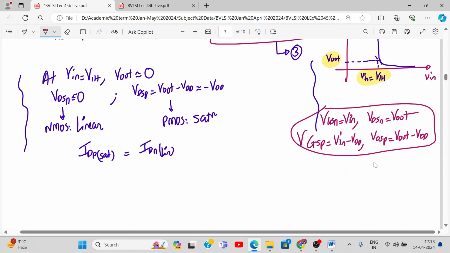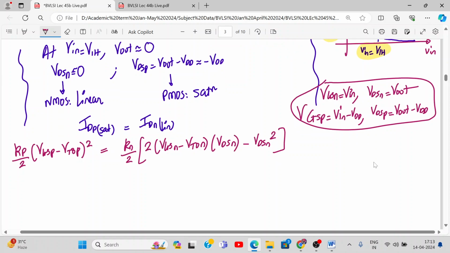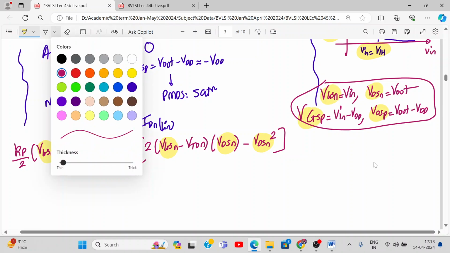Now we expand this expression. This is Kp by 2 times VGSP minus VTOP, the whole square, is equal to Kn by 2 times twice VGSN minus VTON into VDSN minus VDSN the whole square. Okay, now wherever we see VGSP, VGSN, VDSN, VDSP, we substitute these values over there. Okay, so let's write that down.